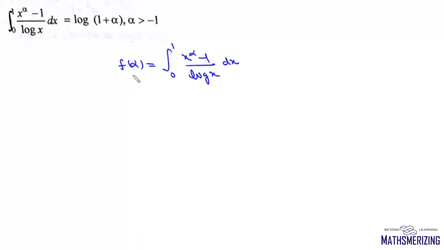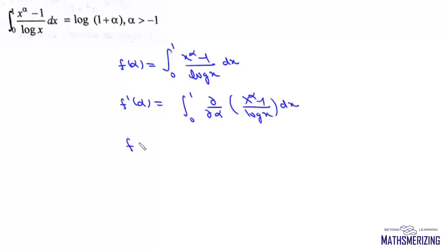Now we'll differentiate this function with respect to alpha. So we'll write this as f dash alpha, and on the right hand side we'll use Leibniz integral rule. So it'll be the integral from 0 to 1 of the partial derivative with respect to alpha, del by del alpha, of (x to the power alpha minus 1) upon log x dx. Now log x is constant, since we are differentiating partially with respect to alpha.